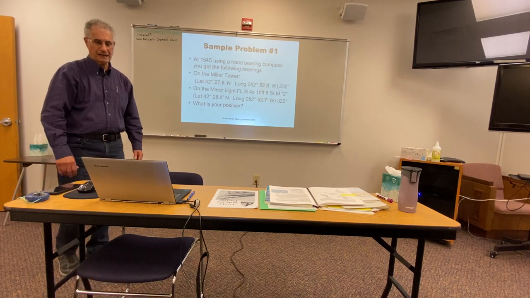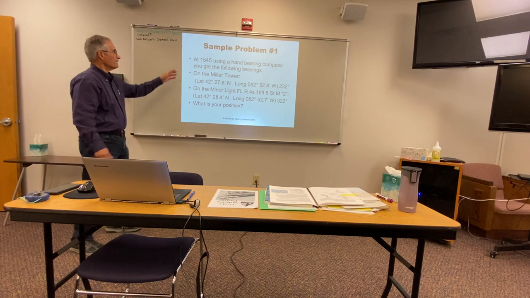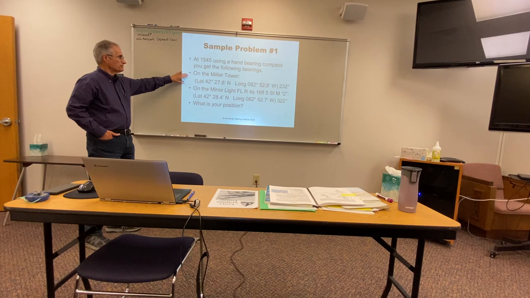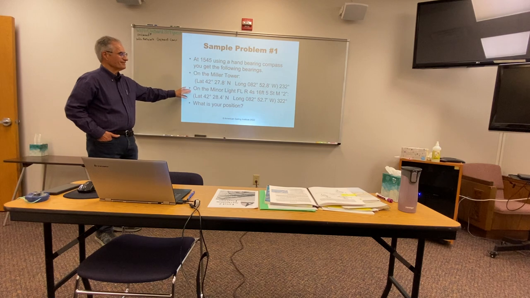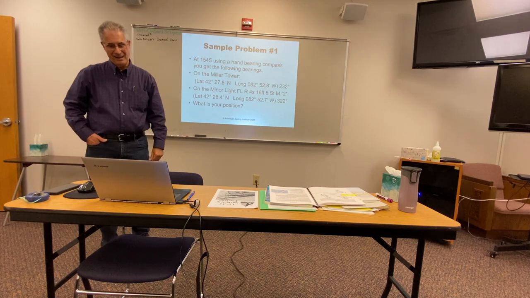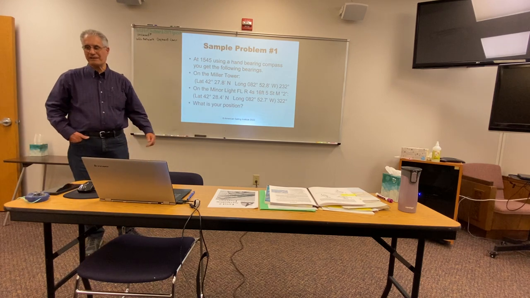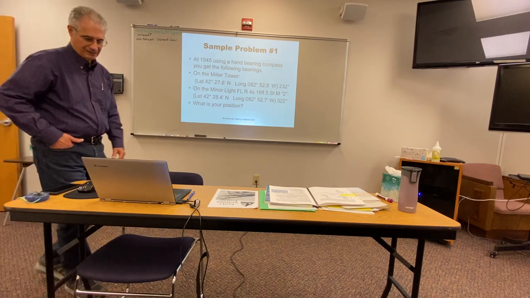All right, we got a problem here. Get out your charts. All right, at 5:45, using a hand bearing compass, you get the following reading. A reading on Miller Tower, this lat long, and on minor light FLR 4S 16 foot, 5 statute miles, 2. All right, that second point is north of JBM up along the coast. It's a little hard to find.